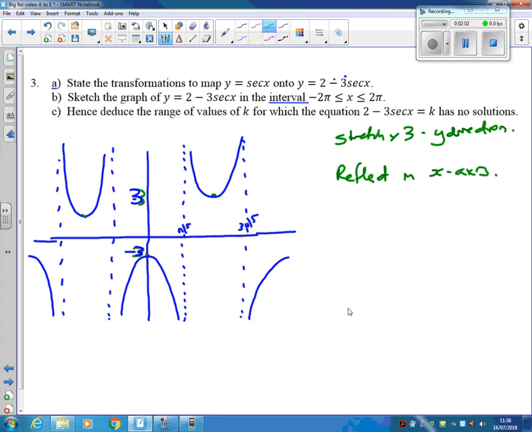But one more bit to go. We need to move it up 2 now. So I'm going to translate it up 2, translate it 0, 2. So this point here now is going to move up another 2. So that should now be at 5. This is moving up 2. So that will now be at minus 1.